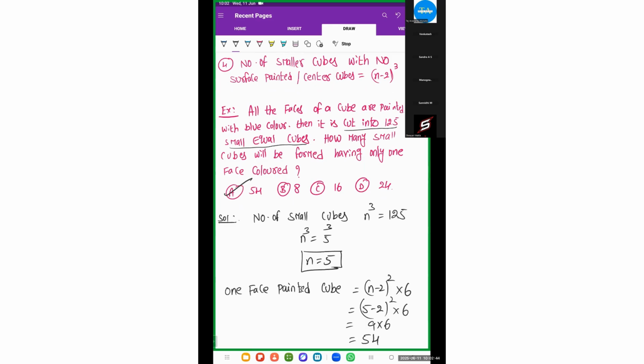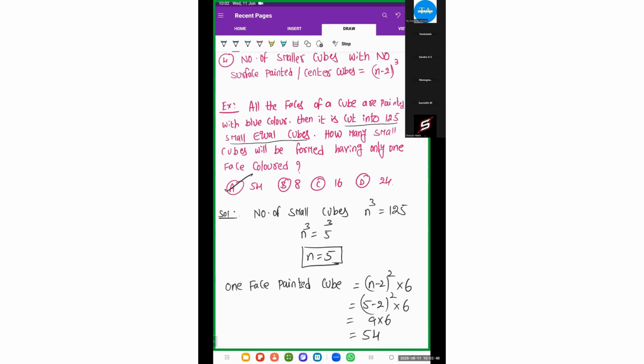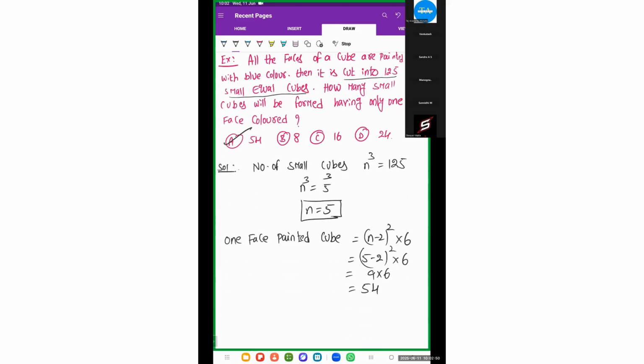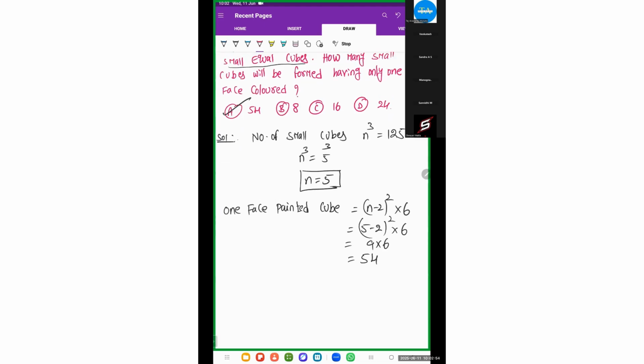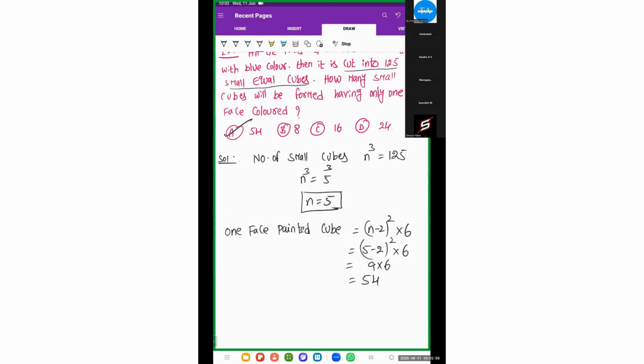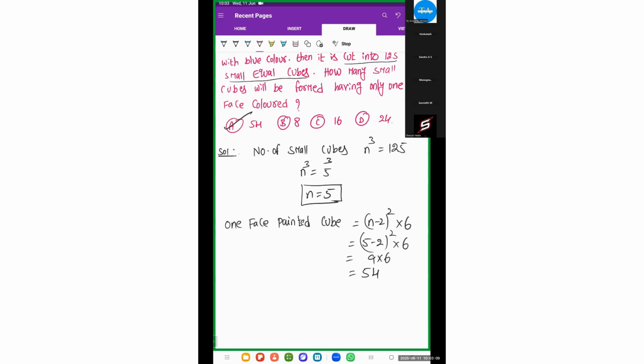So can I give one more? Yes, sir. Just remember the formulas. If they ask like that, problems will be asked: how many small cubes have no face colored, two faces colored, one face colored, like that. Okay, so one more example.